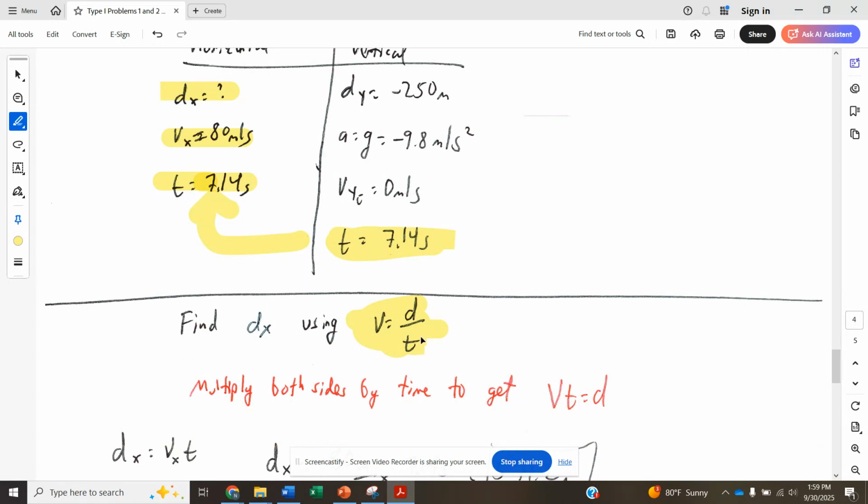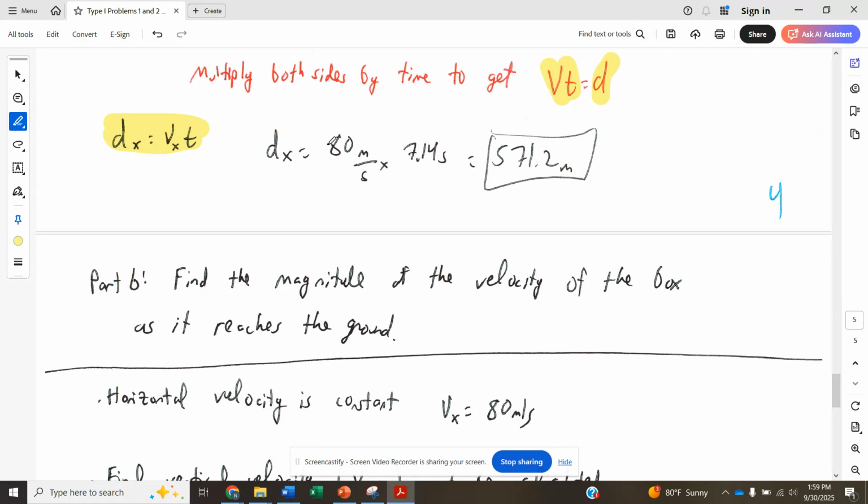So I'm going to go ahead and rearrange this equation by multiplying both sides by time. This tells me that displacement is equal to velocity times time. Or using our variables with subscripts, we can say that displacement in x is equal to velocity in x times time. So go ahead and take your velocity in x and multiply by time. So you'll take 80 times 7.14 to get 571.2 meters. So that's the first part of this problem.